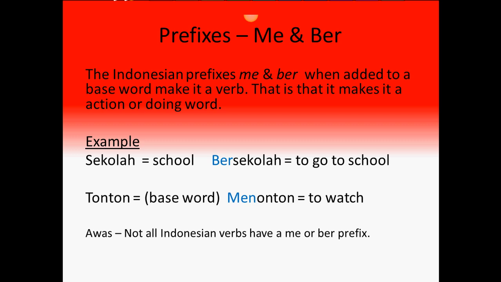Okay, the next one, the base word is tonton. We add the men prefix to the front, makes it menonton, which turns into to watch. Again, it makes it a verb. But you just have to be careful, the warning there, awas, that not all Indonesian verbs have a me or a be. Most of them do, but as I said, there's always exceptions to rules in grammar. For example, makan or minum don't have a me or a be on the front of it to make it a verb.